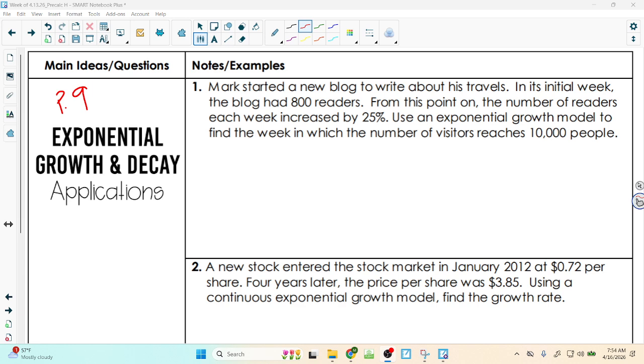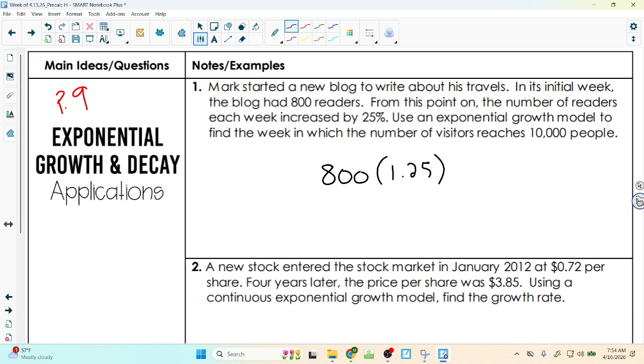So let's look at our friend Mark here. He started a new blog to write about his travels. In the initial week, he had 800 readers, and then each week he got 25% more. So that's a 25% increase, 1.25.